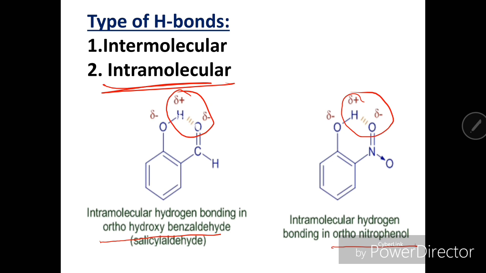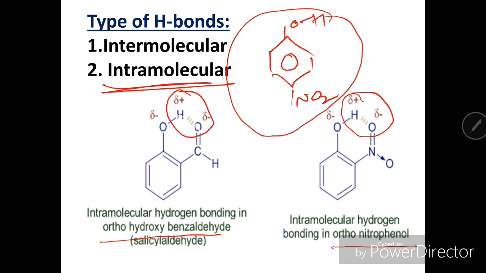The effect of intramolecular hydrogen bonding is just opposite to intermolecular hydrogen bonding. Intermolecular hydrogen bonding increases the boiling point, whereas intramolecular hydrogen bonding decreases the boiling point. If you compare the boiling point of this para-nitrophenol, then the boiling point of this molecule is comparatively higher.